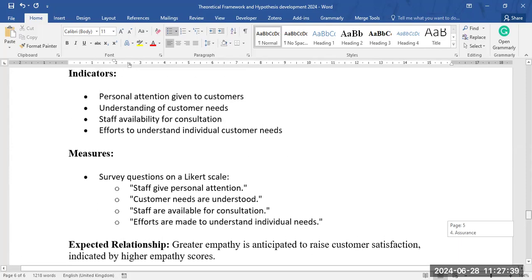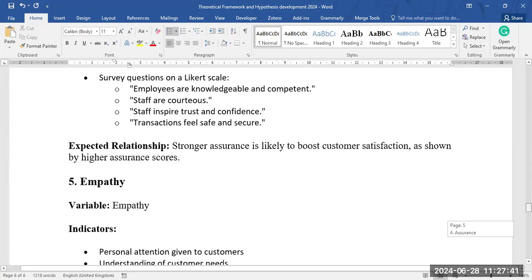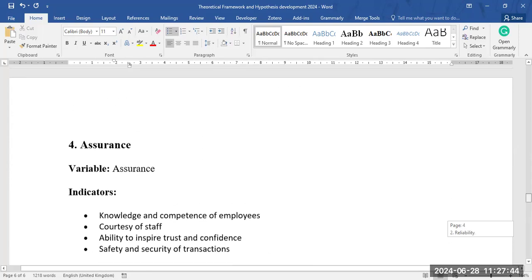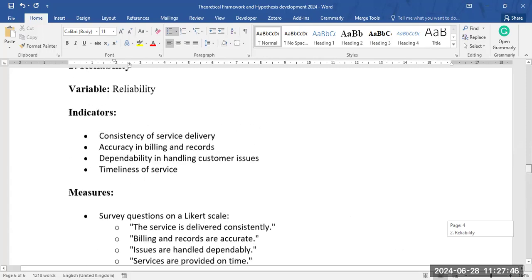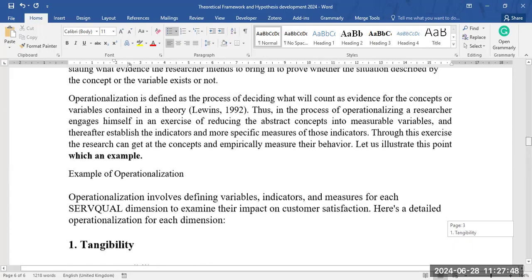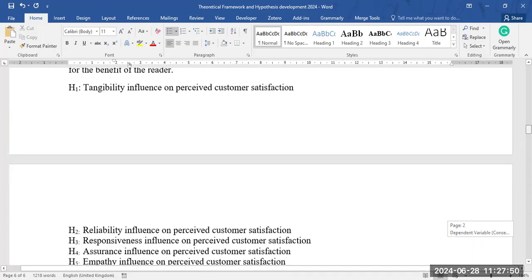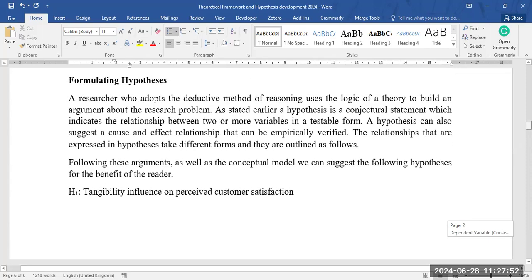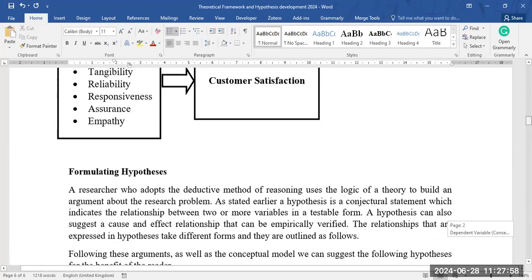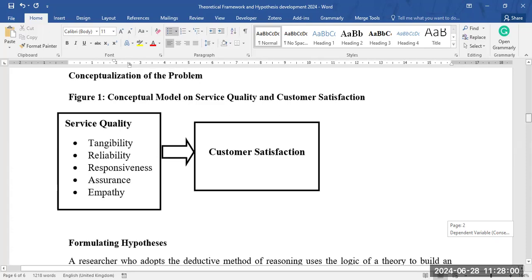So then that research problem creates the research questions, then the research objectives, and based on the conceptual model, they write the hypotheses. Hypotheses are statements about the relationship between variables in a testable form. Now you can understand the concepts are converted in the operationalization.